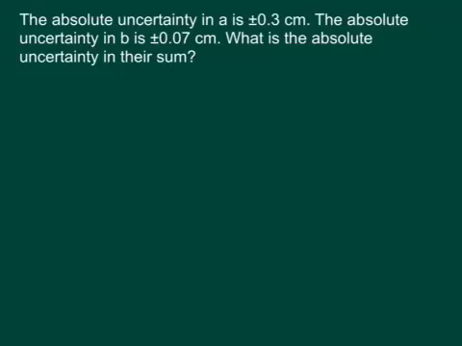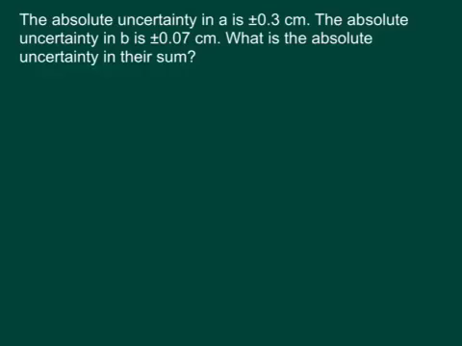This question is on uncertainty. It says the absolute uncertainty in some value A is 0.3 centimeters. The absolute uncertainty in another value B is plus or minus 0.07 centimeters. What is the absolute uncertainty in their sum? This could not be easier.